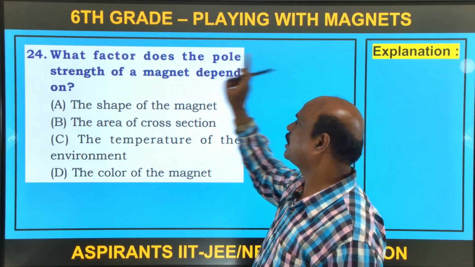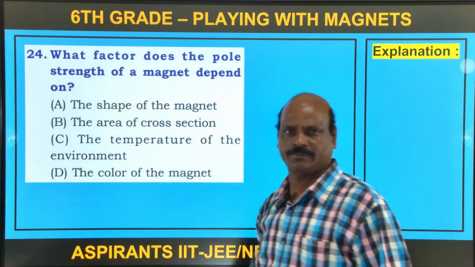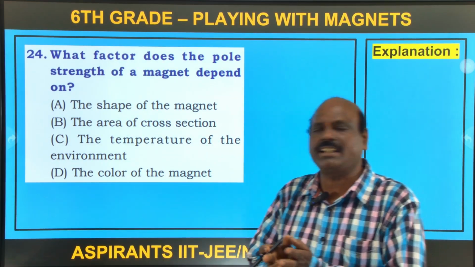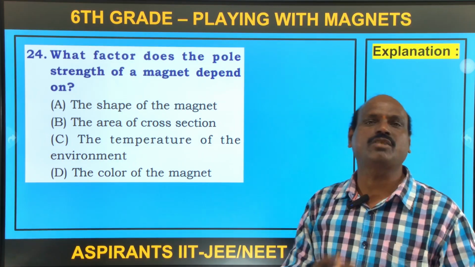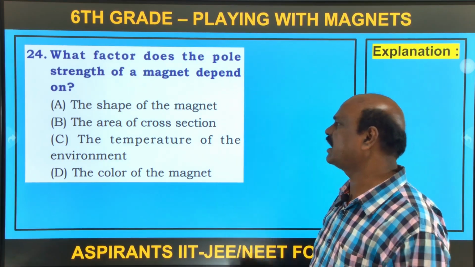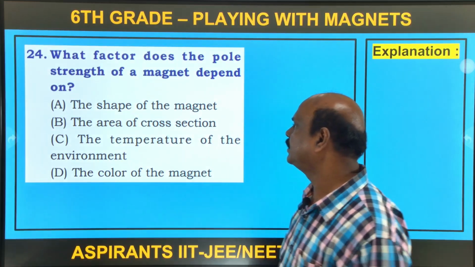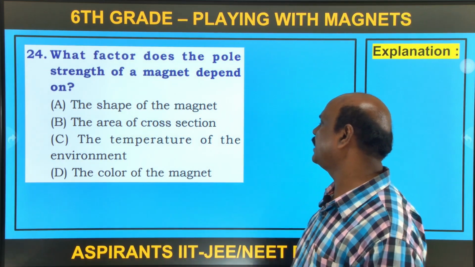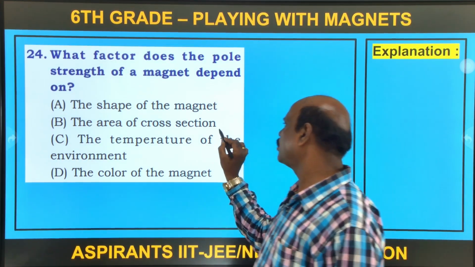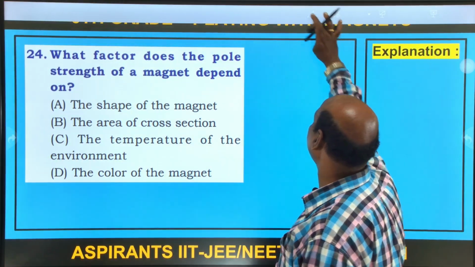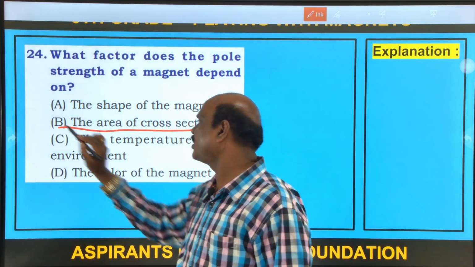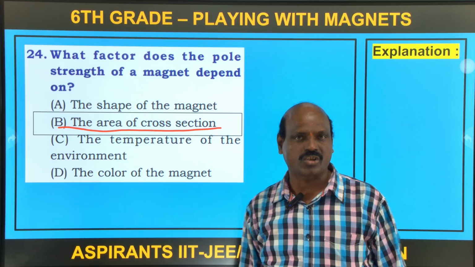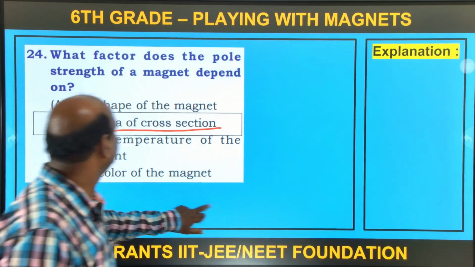What factors does the pole strength of a magnet depend on? Means pole strength will depend upon what? Will it depend upon the shape of the magnet or the size of the magnet? So here the options are given: the shape of the magnet, the area of cross section, the temperature of the environment and the color of the magnet. As already discussed in the previous topic, according to these options they mostly depend upon the cross section. So they depend upon the area of cross section. Next.